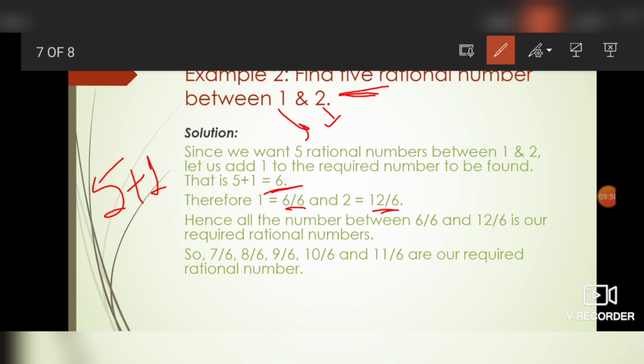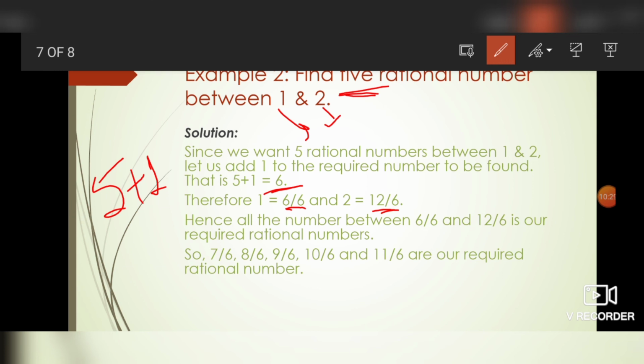So first what we did, we found out how many rational numbers we have to find. We have to find 5 rational numbers. To that number we added 1. So we got 6. Now whatever numbers you have to find the rational numbers between, we have to express them in p by q form. So here the numbers are 1 and 2. So 1 and 2 we have to express in p by q form, and we have to use 6. So we can write 6 by 6 is 1 and 12 by 6 is 2.